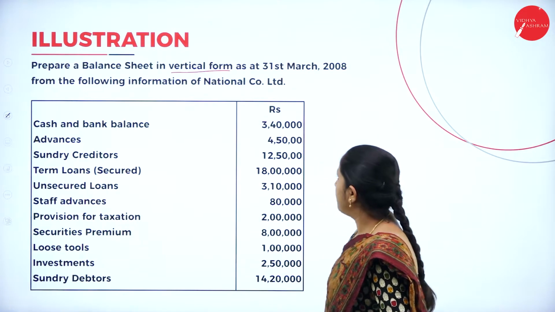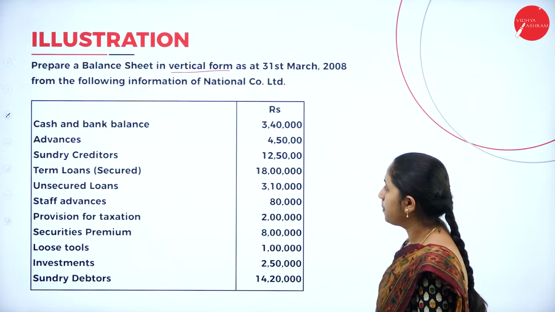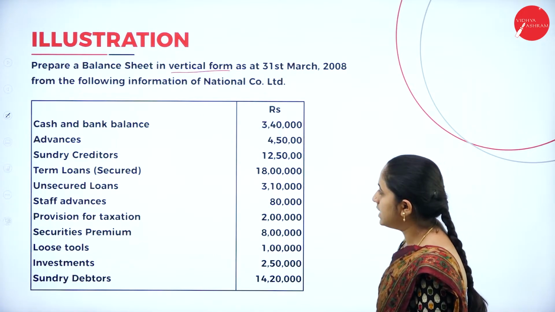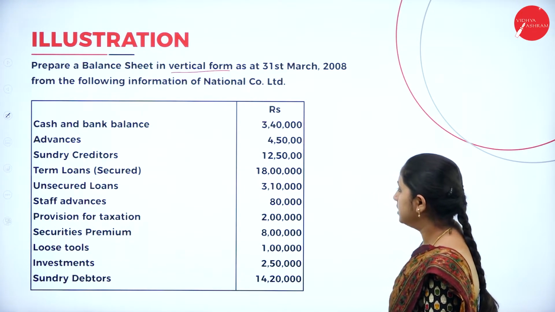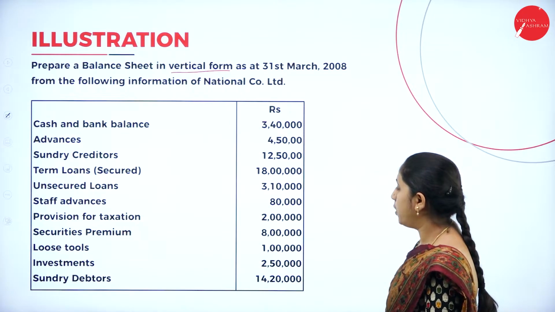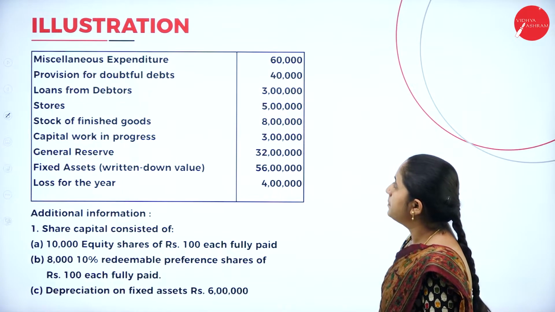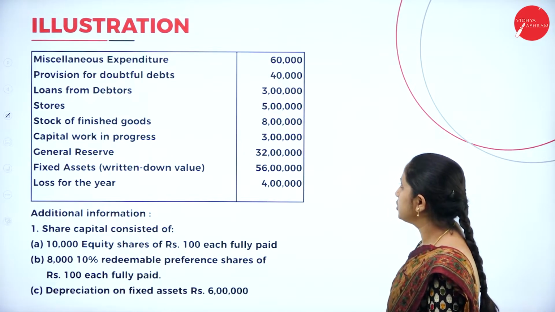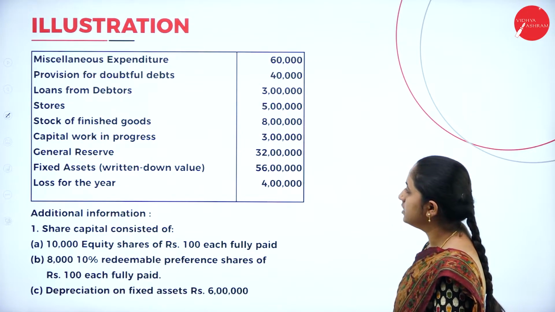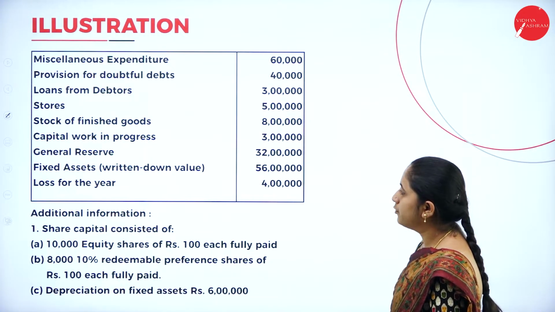Trial balance: cash and bank balance 3,40,000, advances 4,50,000, sundry creditors 12,50,000, term loans secured 18 lakh, unsecured loans 3,10,000, staff advances 80,000, provision for taxation 2 lakh, securities premium 8 lakh, loose tools 1 lakh, investments 2,50,000, sundry debtors 14,20,000, miscellaneous expenditure 60,000, provision for doubtful debts 40,000, loans from debtors 3 lakh, stores 5 lakh, stock of finished goods 8 lakh, capital work in progress 3 lakh, general reserve 32 lakhs, fixed assets written down value 56 lakh, loss for the year 4 lakh.